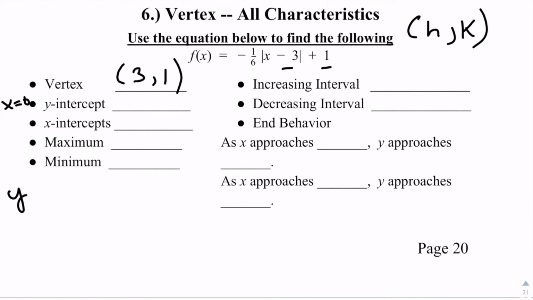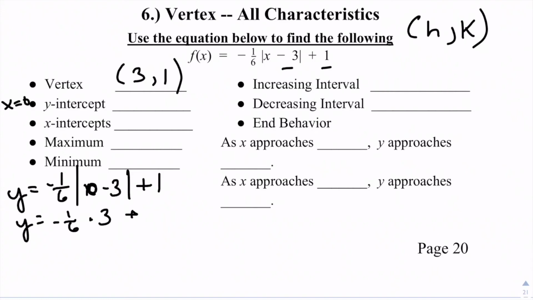So we go y equals -1/6 times the absolute value of 0 minus 3, plus 1. We know that 0 minus 3 is -3. The absolute value of -3 is 3. So we get -1/6 times 3 plus 1. So that gives us y equals -1/2 plus 1. We know that -1/2 plus 1 is just y equals 0.5. So our y-intercept would be (0, 1/2), or you could write 0.5.